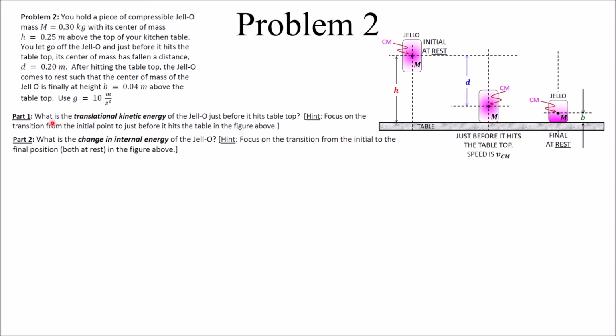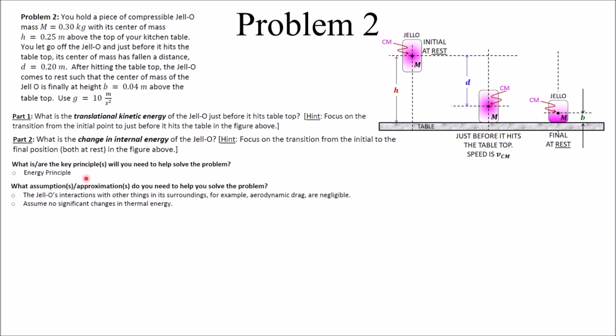So for part 1, we're going to look at the translational kinetic energy. And for part 2, we'll look at the change in internal energy, and we'll see what's going on with this. So we're going to use the energy principle. We're going to assume that the jello's interactions with other things in the surroundings, for example, aerodynamic drag, is negligible.